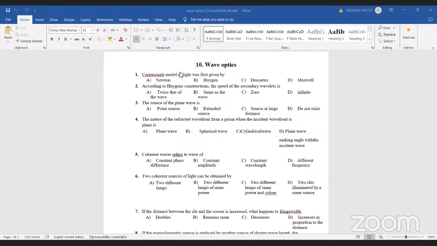Go for question number 2. According to Huygens constructions, the speed of the secondary wavelets is twice that of the wave, same as that of the wave, 0, infinity. Yes, please answer.